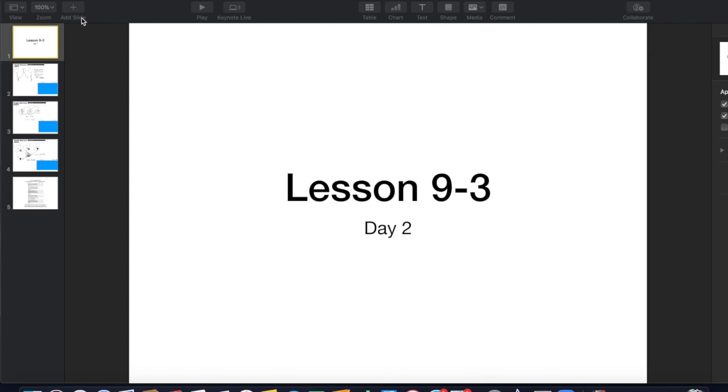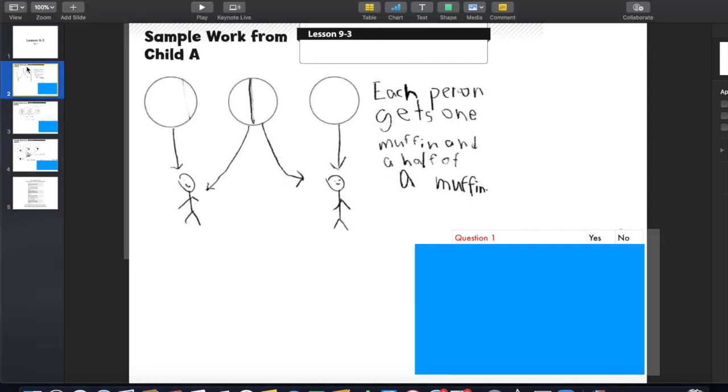And then we'll talk a little bit about how I want you to look over your work and to use a checklist to revise it and see if there's any changes you can make. All right, so this is sample work from child A, and this is the question that says there are 3 muffins and 2 children are sharing 3 muffins equally.